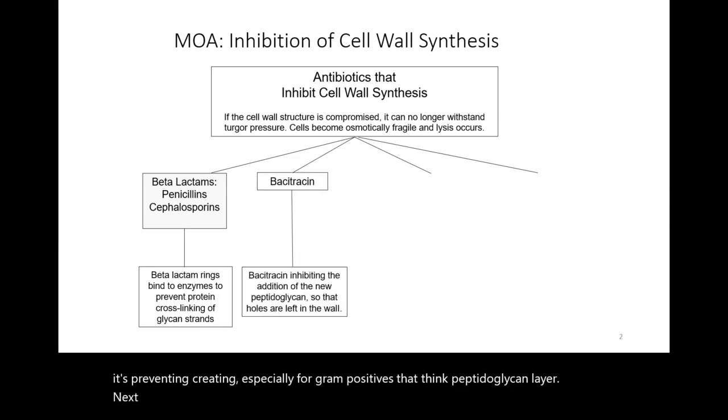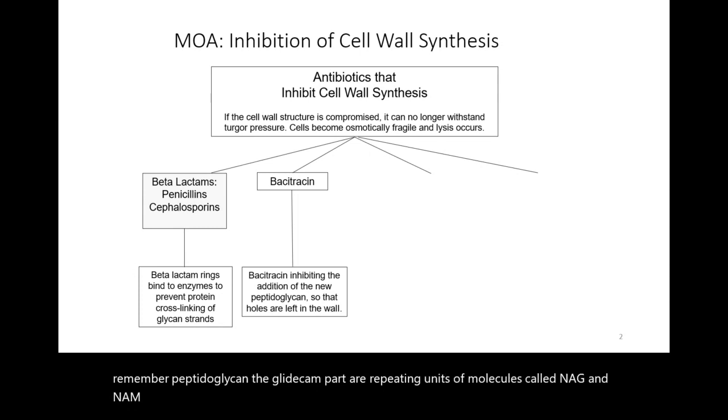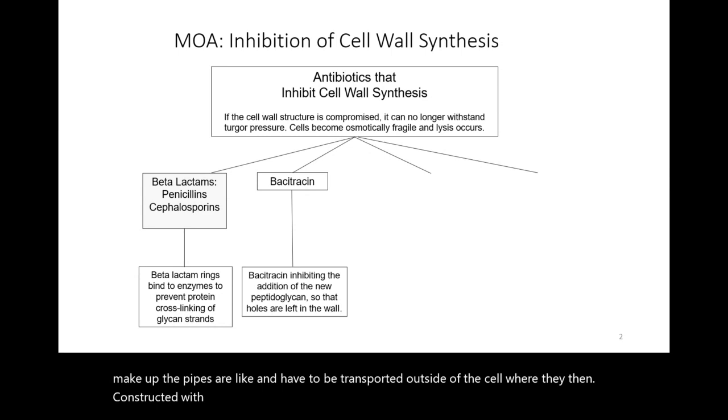Next up is bacitracin, and it prevents the addition of new NAG and NAM subunits. Remember, peptidoglycan, the glycan part, are repeating units of molecules called NAG and NAM. Because the cell wall is made outside of the cell, those individual subunits that make up the peptidoglycan have to be transported outside of the cell where they're then constructed, where the cell wall is then put together. Bacitracin prevents those subunits from leaving the cell.